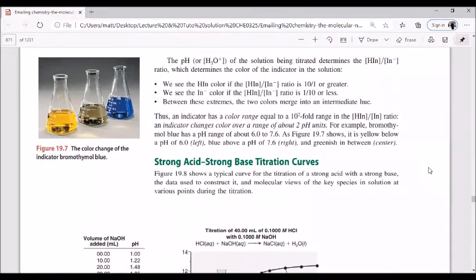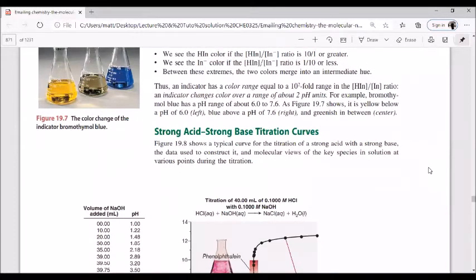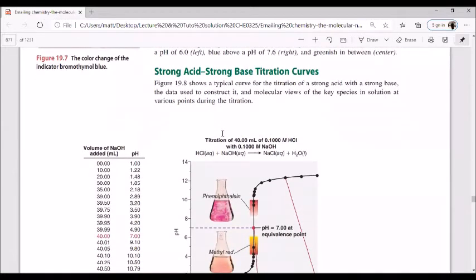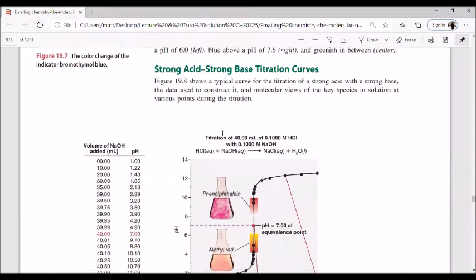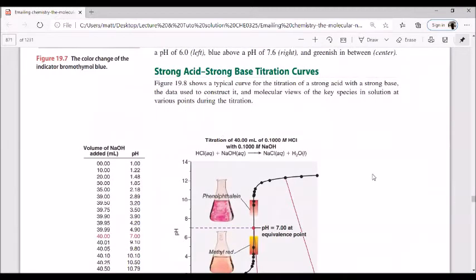I go to the first type of titration, between strong electrolytes. Here is the strong acid and strong base titration curve. We can see in figure 19.8 a typical curve for the titration of a strong acid with a strong base. The strong acid is 0.1 molar HCl, and the strong base is 0.1 molar sodium hydroxide. These are the data used to construct it.